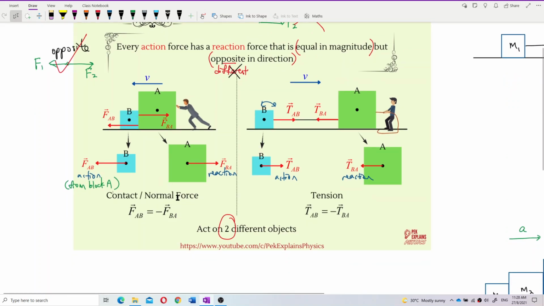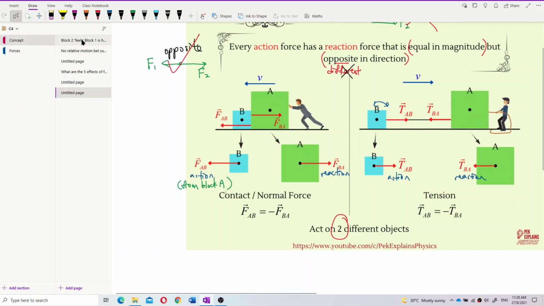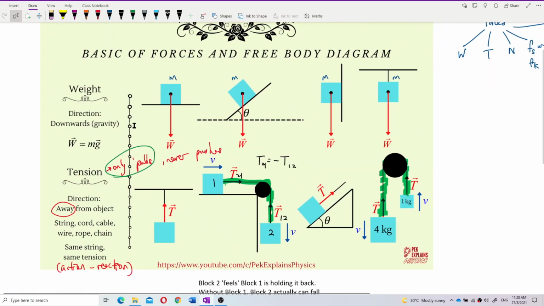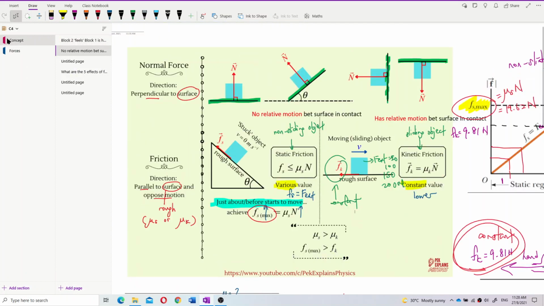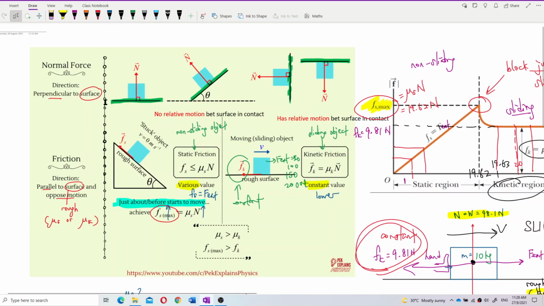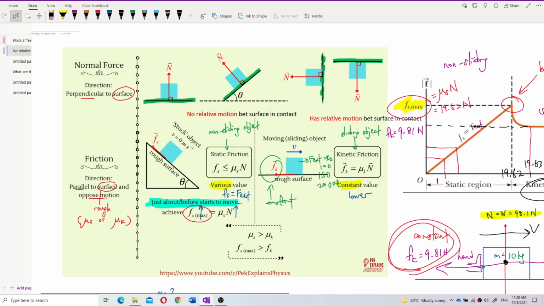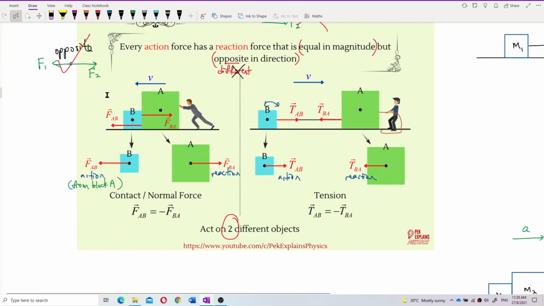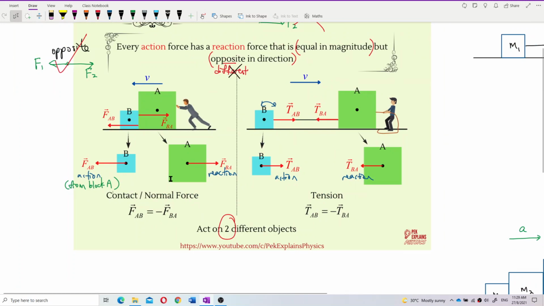Okay, from block A. That's the action force, the contact force. We call it the contact force, or the normal force that we learned before about the concept. Normal force is not just the surface you put the block on. It's not just the table, not just the ground, not the inclined plane only. It's also between the blocks, like this one. In between the blocks also has normal force. But we have one special name for it between blocks.